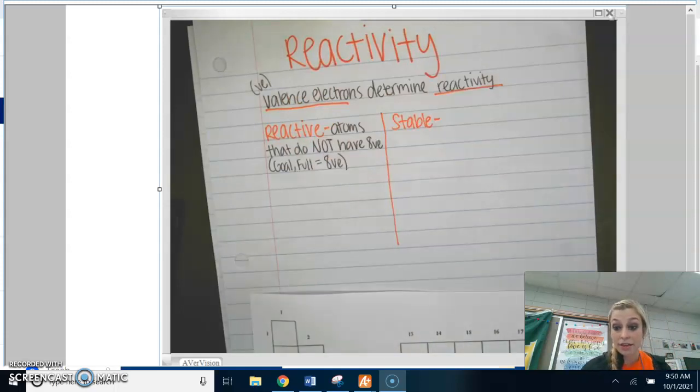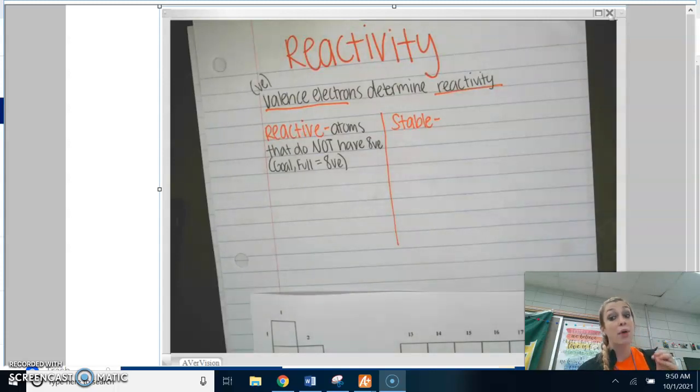In that outer energy level, electron shell, the goal is for elements to be full, to have 8 valence electrons. If they do not have 8 valence electrons, then they are going to react. When we say react, that means they're going to combine with another atom because they're trying to get 8 valence electrons. Some elements are a little bit reactive. Some elements are highly reactive. The highly reactive ones are the best ones to use in an experiment.